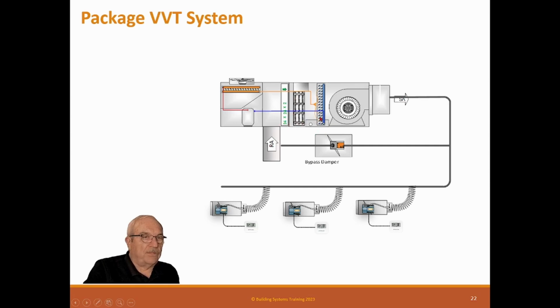So what we have to do is keep constant velocity, constant flow across this coil. So we're going to make this unit constant volume, but we want the system down here to be variable volume. Well, how we do that is we put in a bypass damper that's controlled by the air velocity here. So we want to maintain a constant velocity of return air, so we know this unit has constant volume.